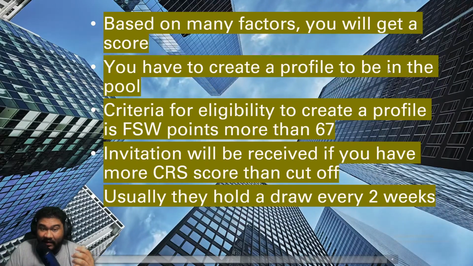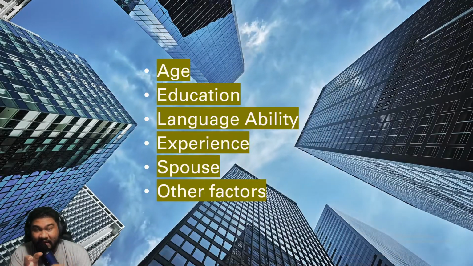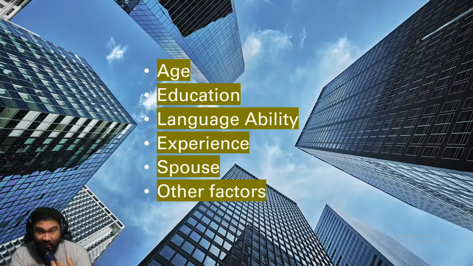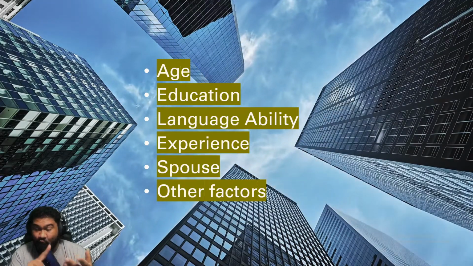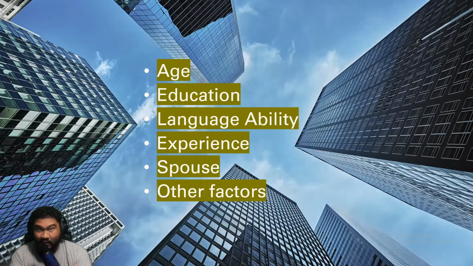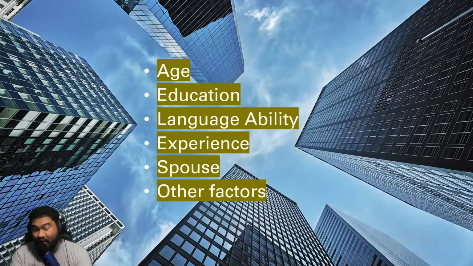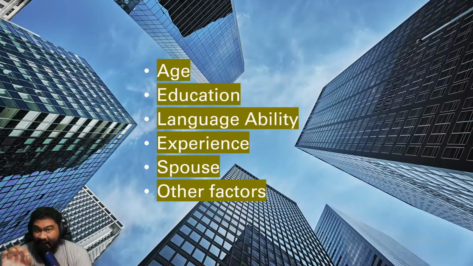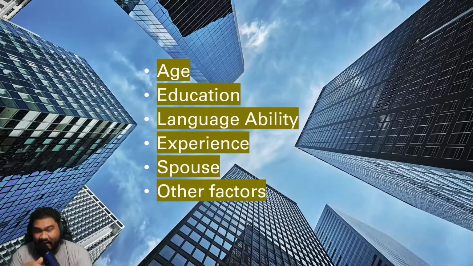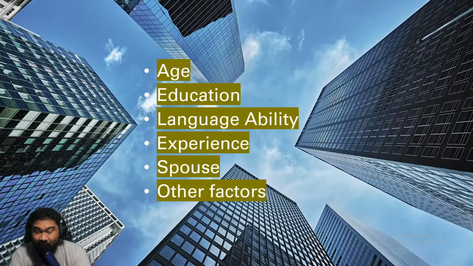So let's get into the point system. The criteria you will be evaluated on are your age, your education, your language ability, and your experience. If you have a spouse, your spouse factors will come into play also. And there are other factors like provincial nominees, and whether you have a job offer with an LMIA approval, and those things. So for age, the maximum points you can get is from age 18 to 29.